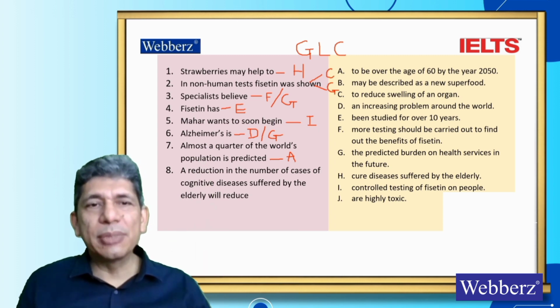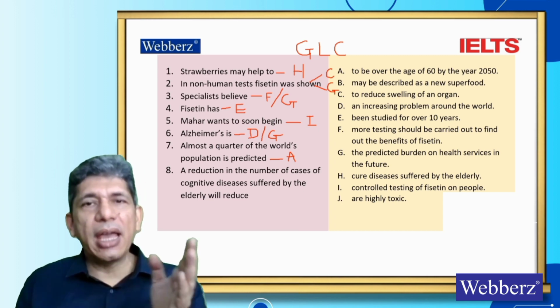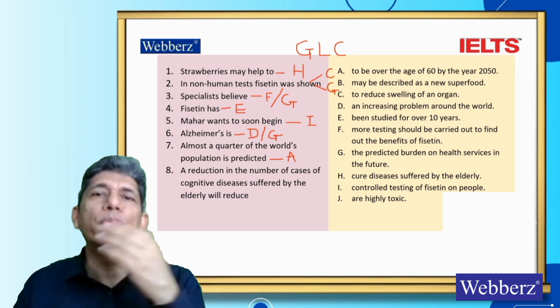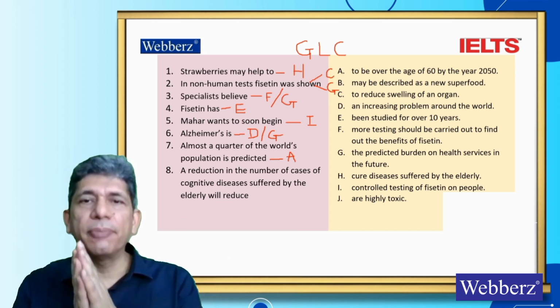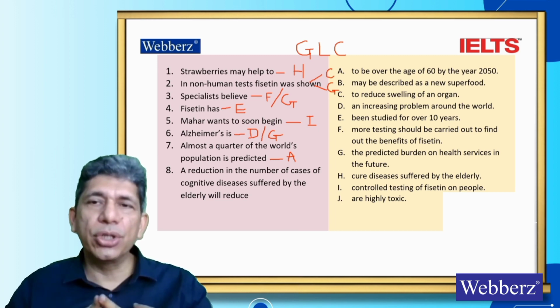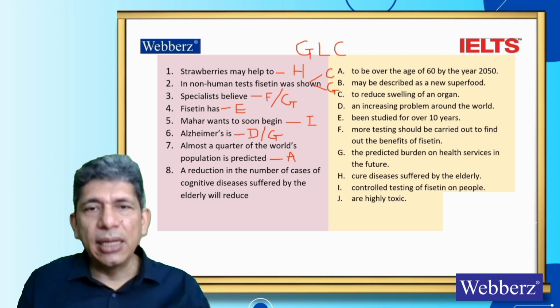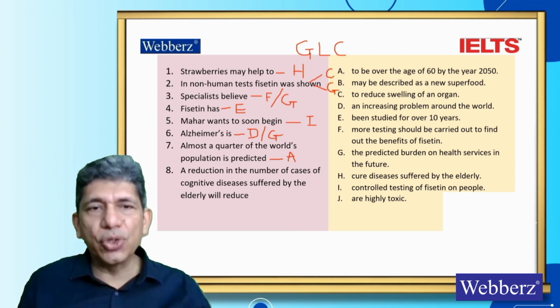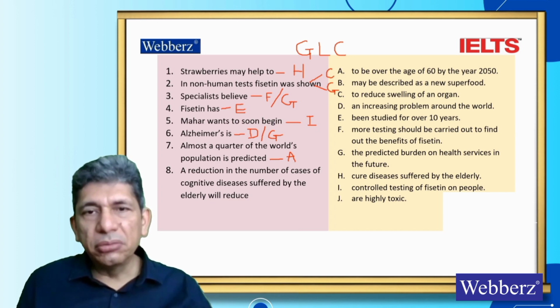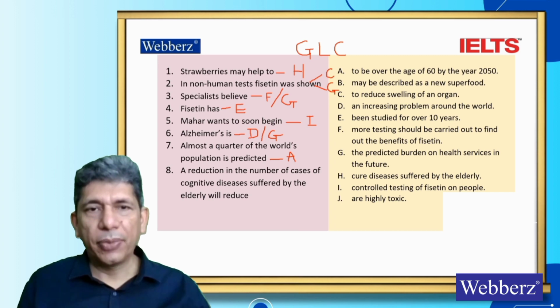Almost a quarter of the world's population is predicted, may be described to reduce swelling, an increasing problem around the world is predicted. An increasing problem, to be an increasing problem would have been right. More testing should be carried out to find out the benefits of this, not making sense. The predicted burden of healthcare services in the future, no. Cure diseases suffered by the elderly. Control testing of histamine on people are highly toxic. Okay. So then we have eighth.